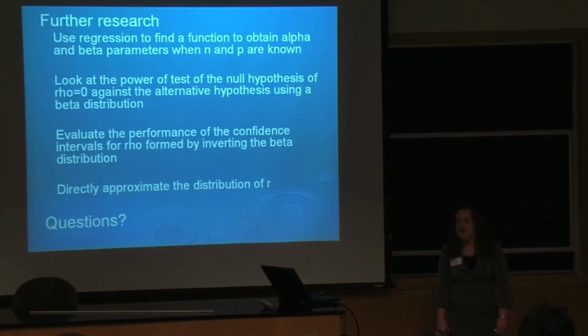If we can find a way to make a function to get the alpha and beta from an n and a p, then it could be used by researchers. They would just be able to use the function to find their own alpha and beta, and then they'd have their beta distribution on that. So we have set functions. We're working on them. They're not working so well, but we're getting there.